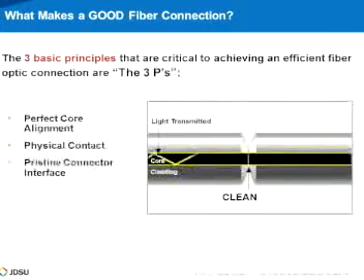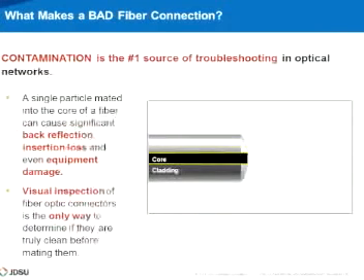With the alignment sleeve being improved recently, the core alignment and physical contact is not an issue anymore. The pristine connector interface is basically what is making the biggest headache in a fiber optic deployment. As mentioned here, contamination is the number one cause of troubleshooting in fiber optic networks. If a connector is dirty, that makes back reflection and insertion loss, and it can damage the equipment.